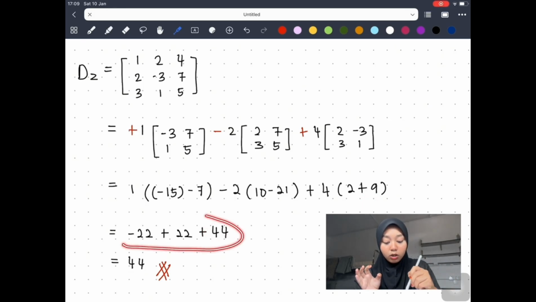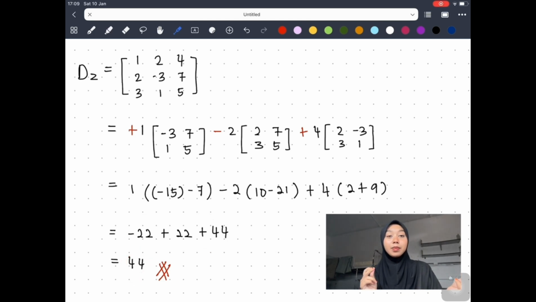So we add all the numbers and we get 44, which is the determinant for Z. I think that's all from me.